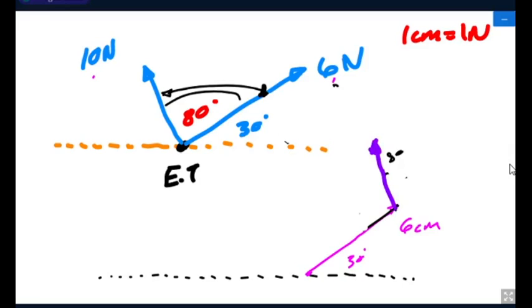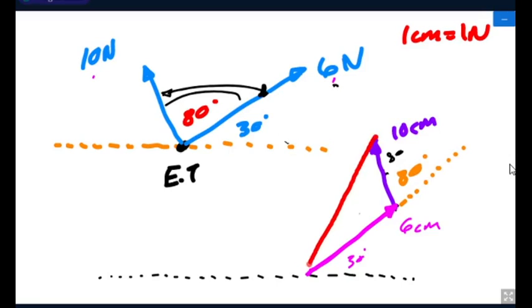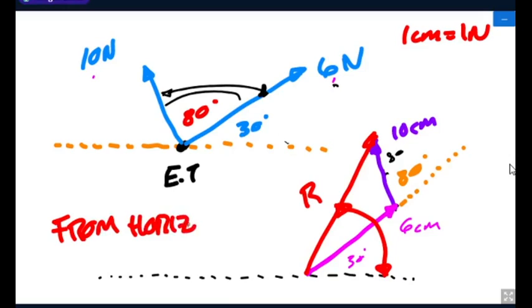So 10 centimeters. Obviously, it doesn't look right now because of my 6, right? But you would do it a bit better than that. And the angle in there should be 80, yeah? And the resultant force, then you would just join up as normal. There's my resultant force there. So you'd measure that resultant force, and then I would also measure the angle from there, from horizontal.